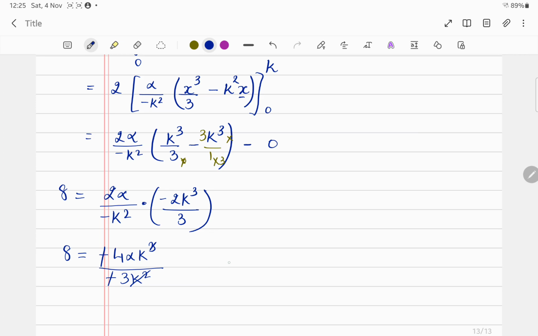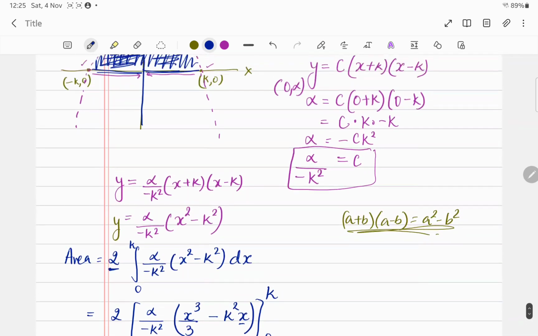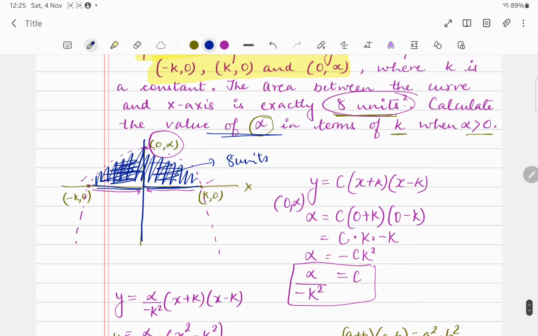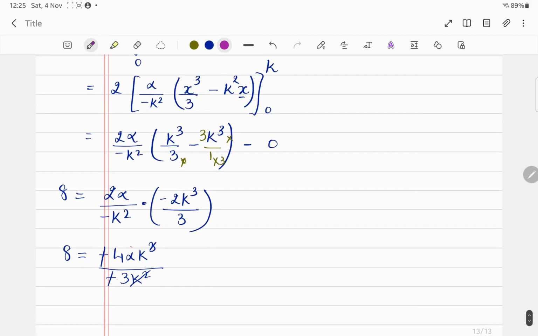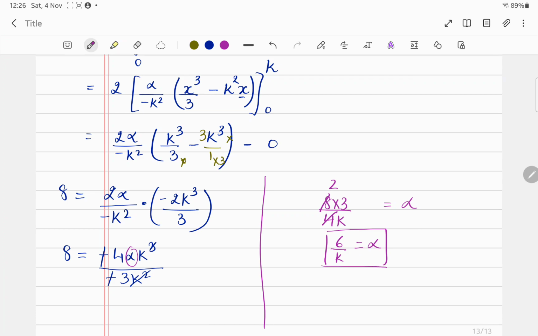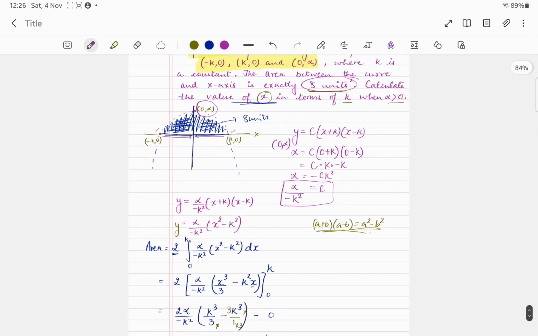We need to find the value of alpha in terms of k, so we need alpha equals something. So alpha equals 8 times 3 over 4k, and 4 times 2 gives alpha equals 6 over k. And that's what we had to find. Cool, that wasn't too bad. Have a good day.